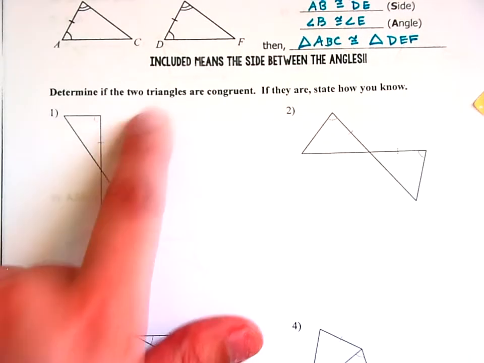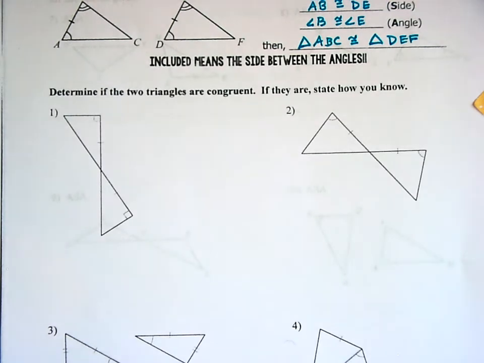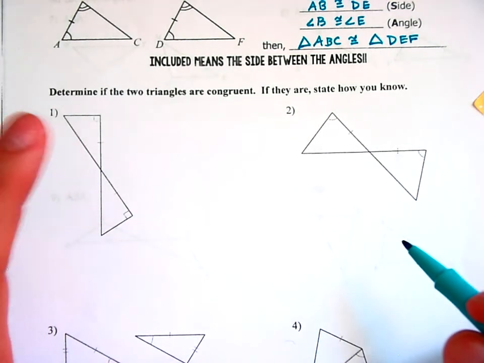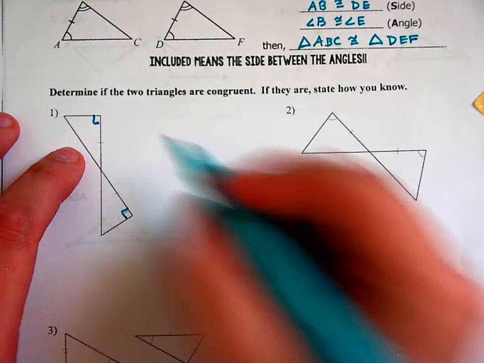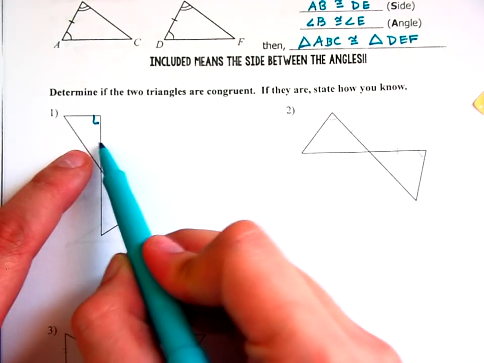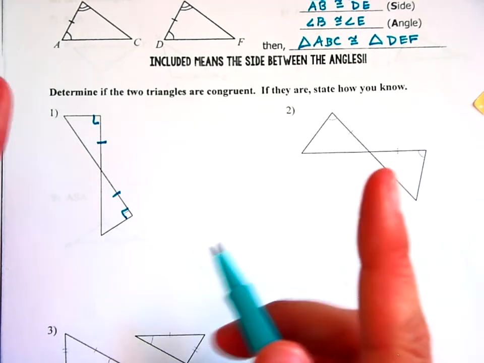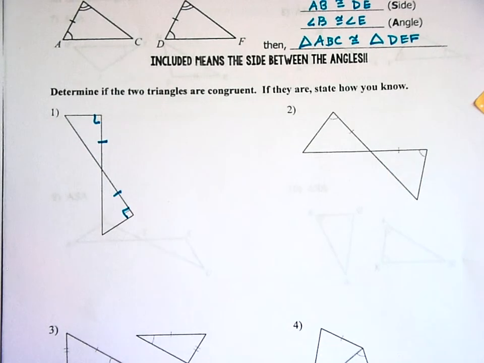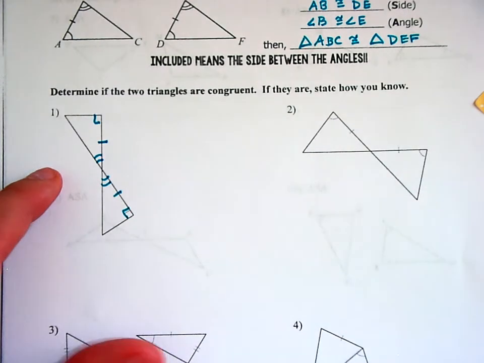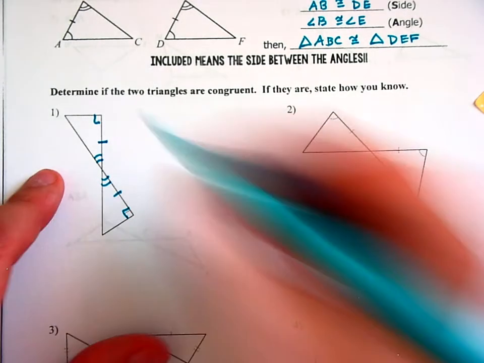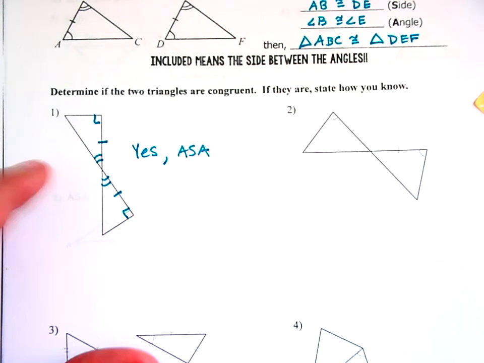It says determine if the 2 triangles are congruent. If they are, state how you know. So what's important here is to not add in any information that's not already there. The first problem, it's a little hard to see, but we do have 2 right angles right here. So we know we have an angle, and then these sides were marked with a tick mark right here. That means they're congruent. And then the last piece of information is technically not labeled, but we do know it's true. This angle right here is congruent to this angle. We know those are congruent because they are vertical angles. So we have an angle, side, angle. So yes, we know these are congruent.